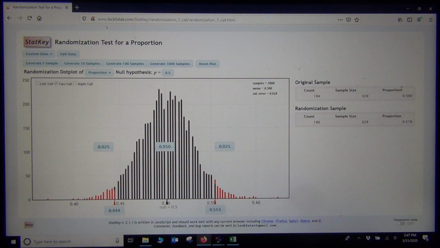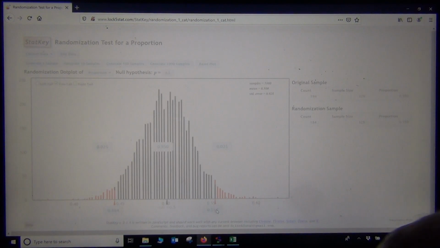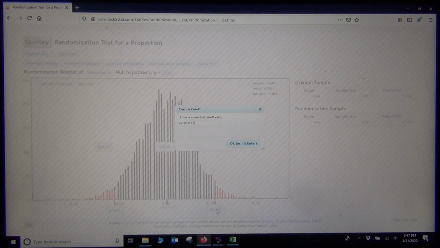So this original sample proportion was 0.59. Does that fall in either of these two tails? Well, the right tail starts at 0.553 in this simulation, and the left tail starts at 0.444. 0.59 is definitely in the tail, so again, significant. But that's not the p-value. The p-value is the probability of this original sample statistic right here, the sample proportion, 0.59. So I'm going to put that in the right box, 0.59. If it was negative, or if it was like 0.3 or something, I'd probably put it in the left box for the left tail.